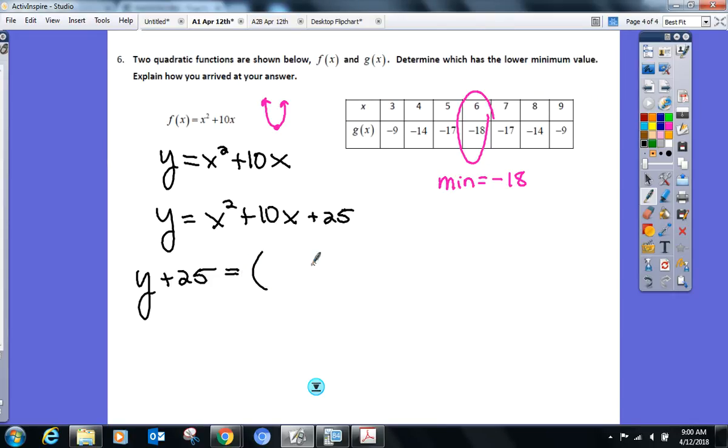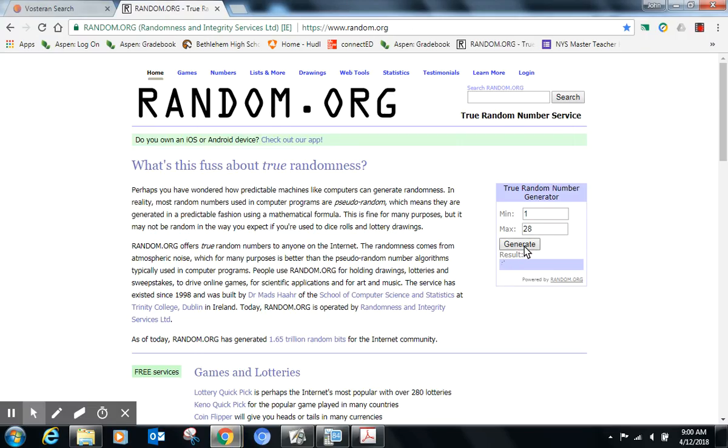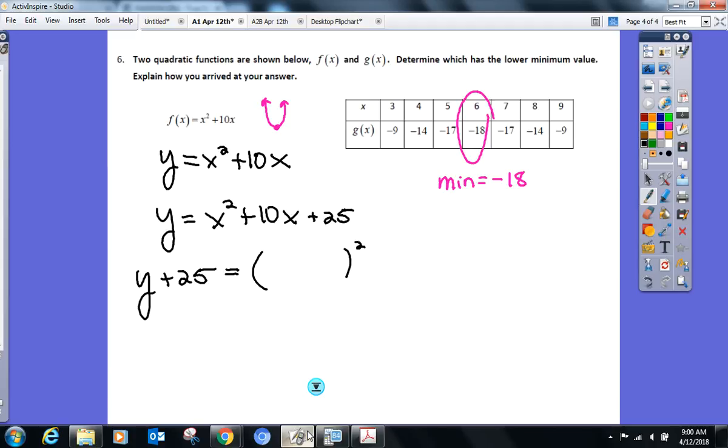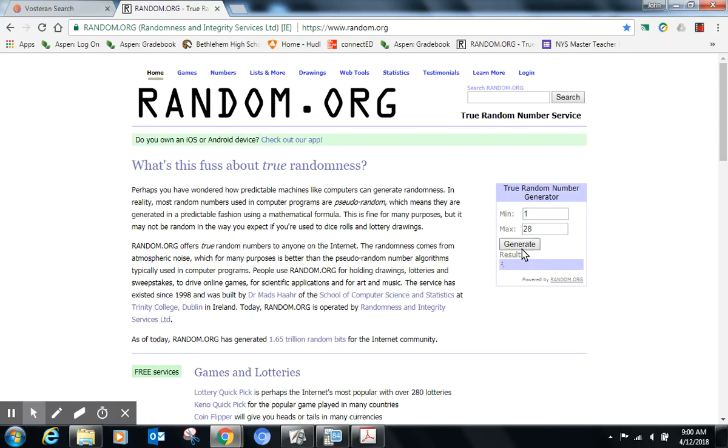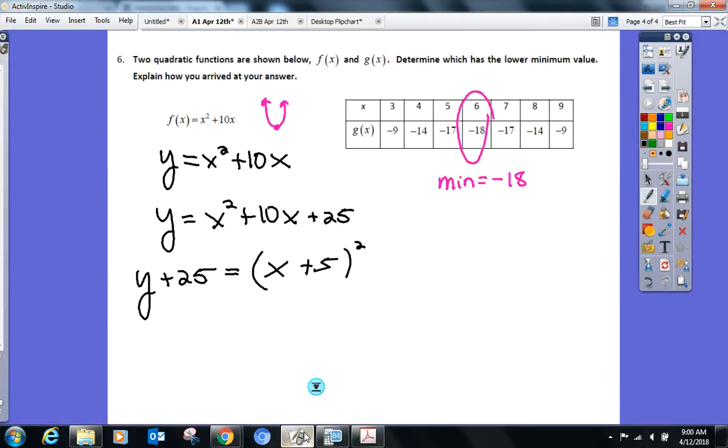All right, somebody factor that for me now. Factor that for me. It would be x plus 5. Thank you. When's this going to look like vertex form? When you do what here? What do I need to do to finish this in the vertex form? There you go.